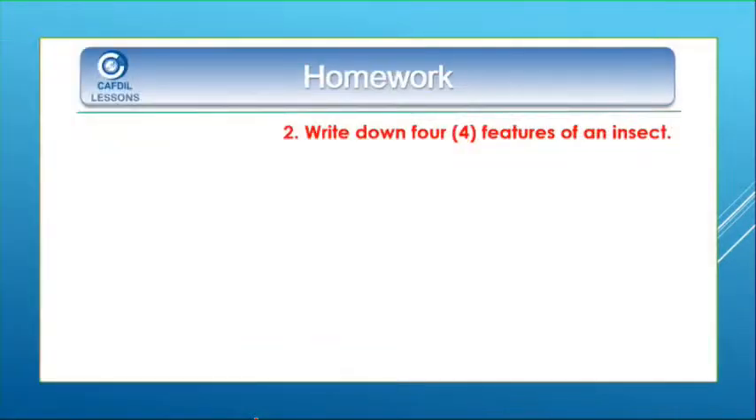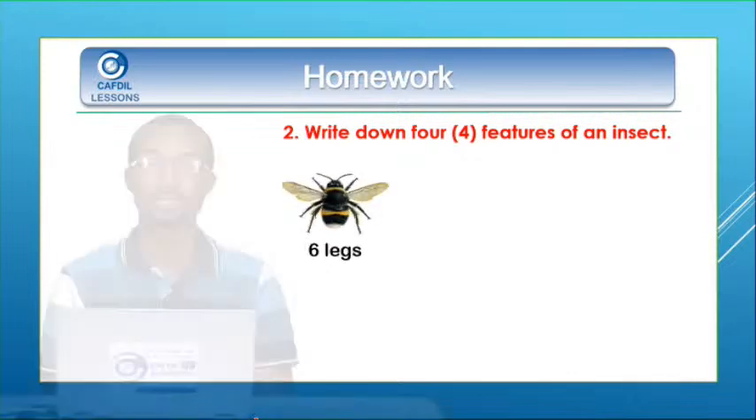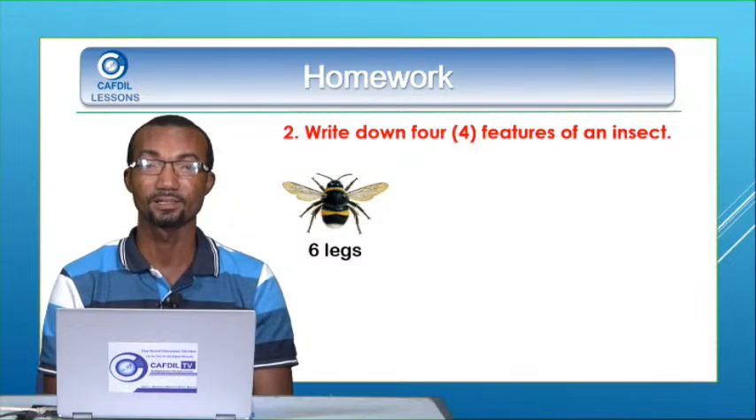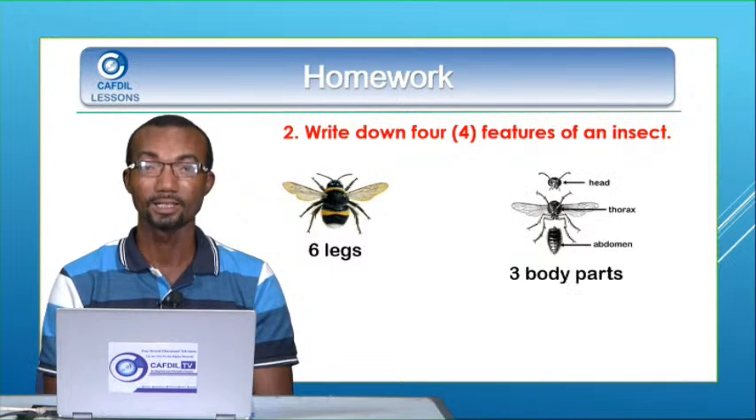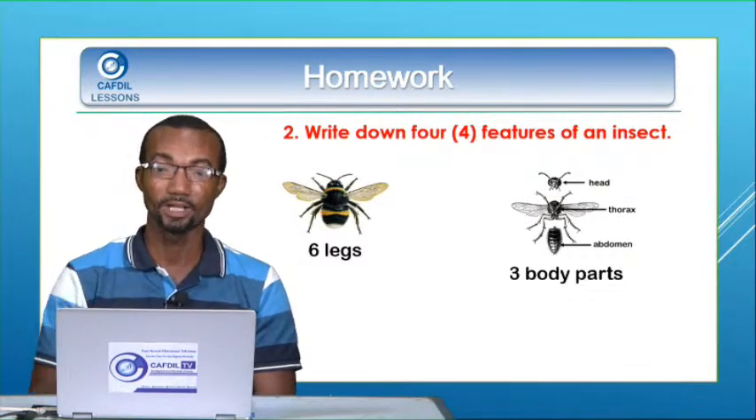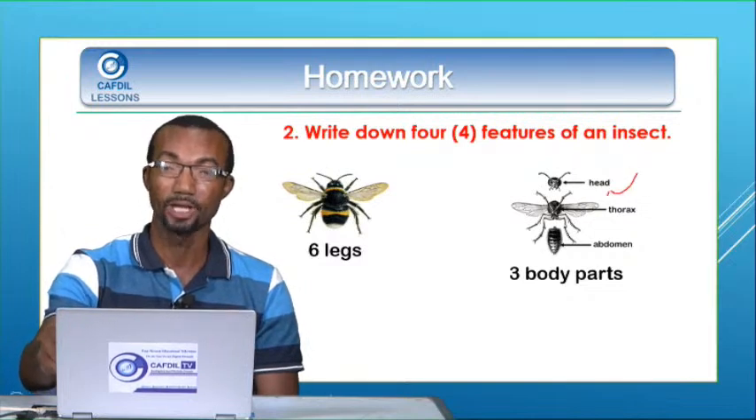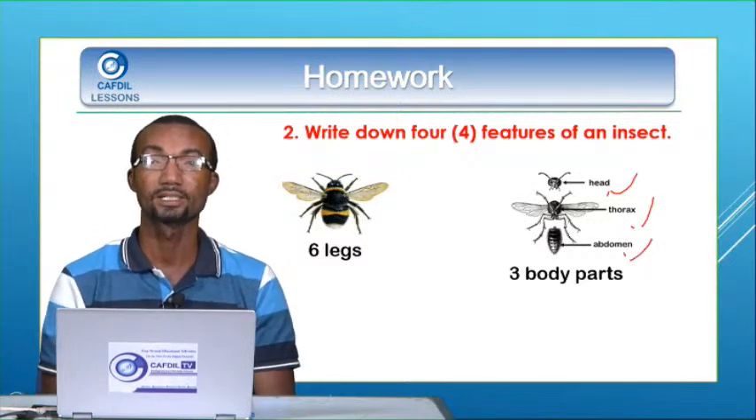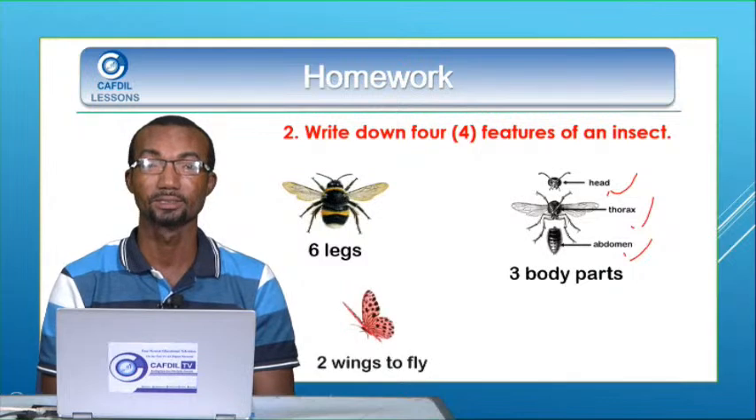2. Write down 4 features of an insect. The first feature is that insects have 6 legs. Another feature is that insects have 3 body parts. We have the head, we have the thorax, the middle part, and we have the abdomen. So insects have 3 body parts.